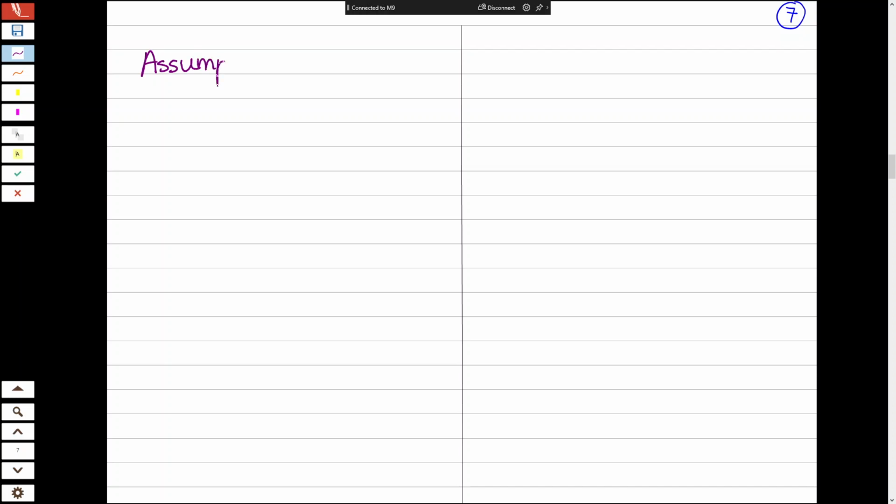So to finish, assumptions when doing linear regression. I've got it saved from before, so I'll just show you that.